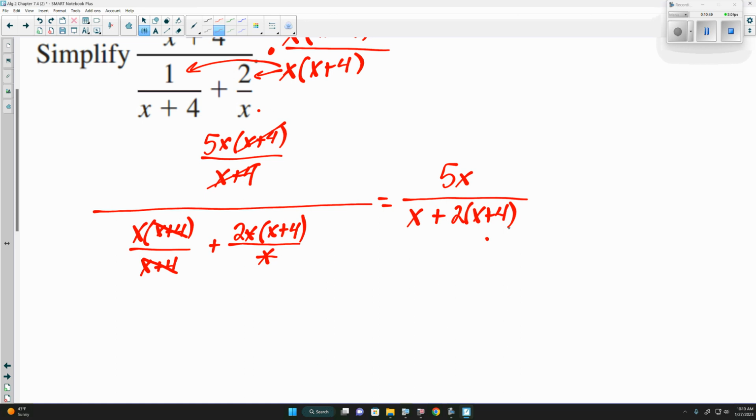Now we do need to simplify, because we can distribute the 2. 2 times x is 2x, plus 2 times 4 is 8. And x plus 2x is?